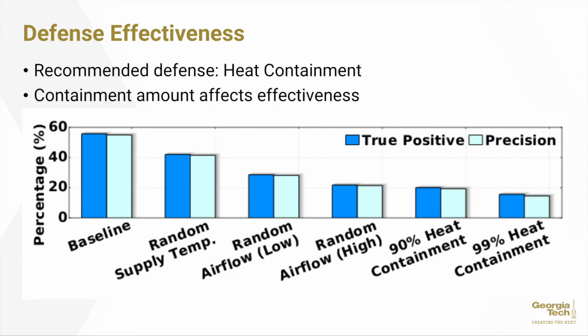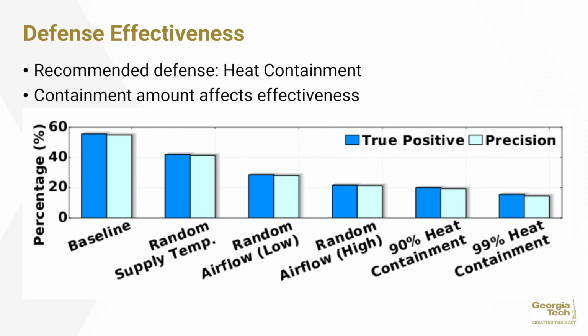Now, which of these defense strategies is going to be most effective? It's going to be heat containment, and we'll talk about why. As you can see in this graph down here, this is the true positive and precision rate for the various types of defensive strategies. We have the baseline, so no defensive strategy, random supply, and on down to 99% heat containment. Random supply or random airflow is going to be relatively expensive. You're going to have to get new equipment, install it at your location, and try to manage this randomness in some way, and that's just going to be pricey.